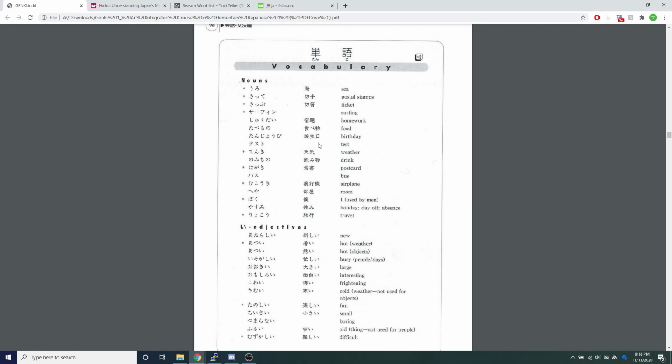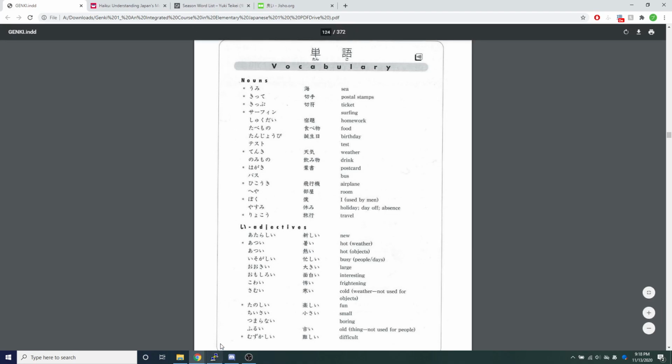But a suru verb is just a noun with suru at the end of it. So we can look up here and you see surfing, for example. You could say surfing suru, surfing shimashou, let's go surfing, right? So a lot of nouns, you can just plop suru at the end of it, and it does literally just mean to noun, like to travel, to surf.